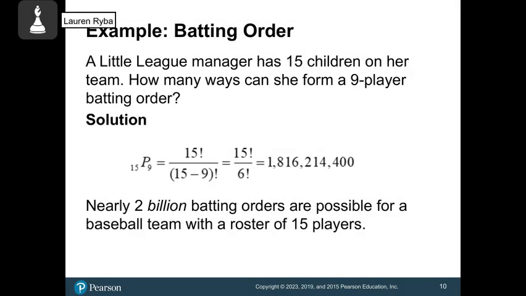One more here. A Little League manager has 15 children on her team. How many ways can she form a 9-player batting order? Well, we have 15 total children. We want to arrange 9 of them. So we're going to do 15 permute 9. And in this one, you're going to get 1,816,214,400. This is close to 2 billion batting orders just for 15 players. And I'll show you how to do that on Desmos here in just a second.